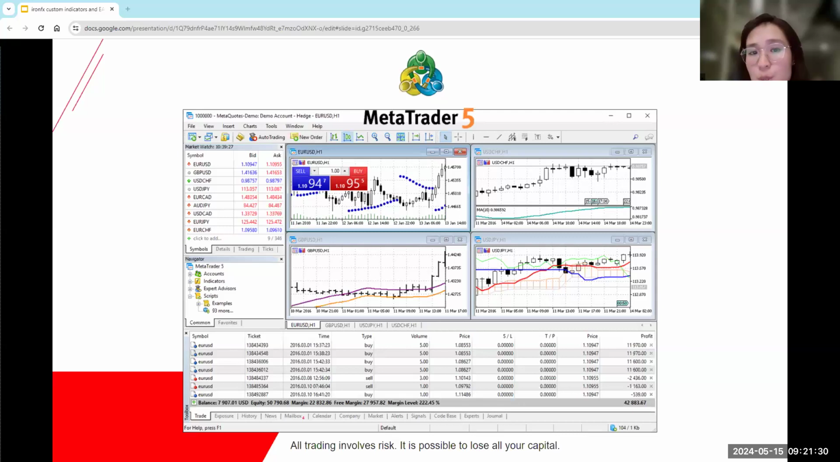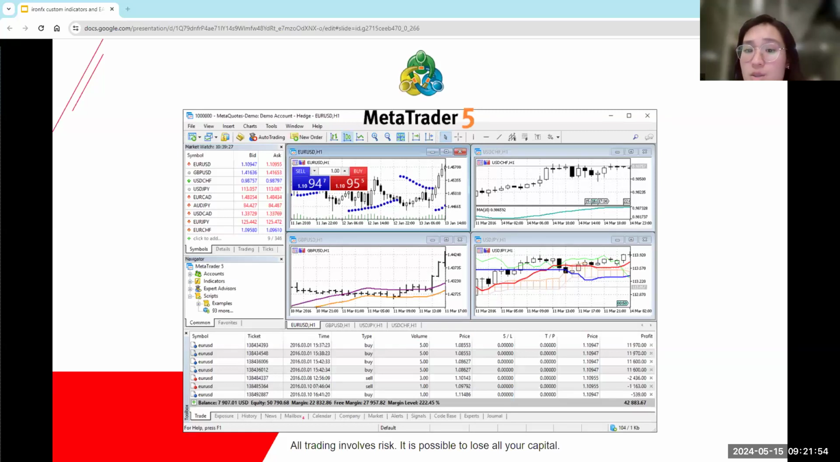So the main difference between MT4 and MT5 is that MT5 supports not only Forex trading, but also stocks, commodities, and futures, and even crypto as well. So it makes it a multi-asset platform suitable for a wider range of financial instruments.